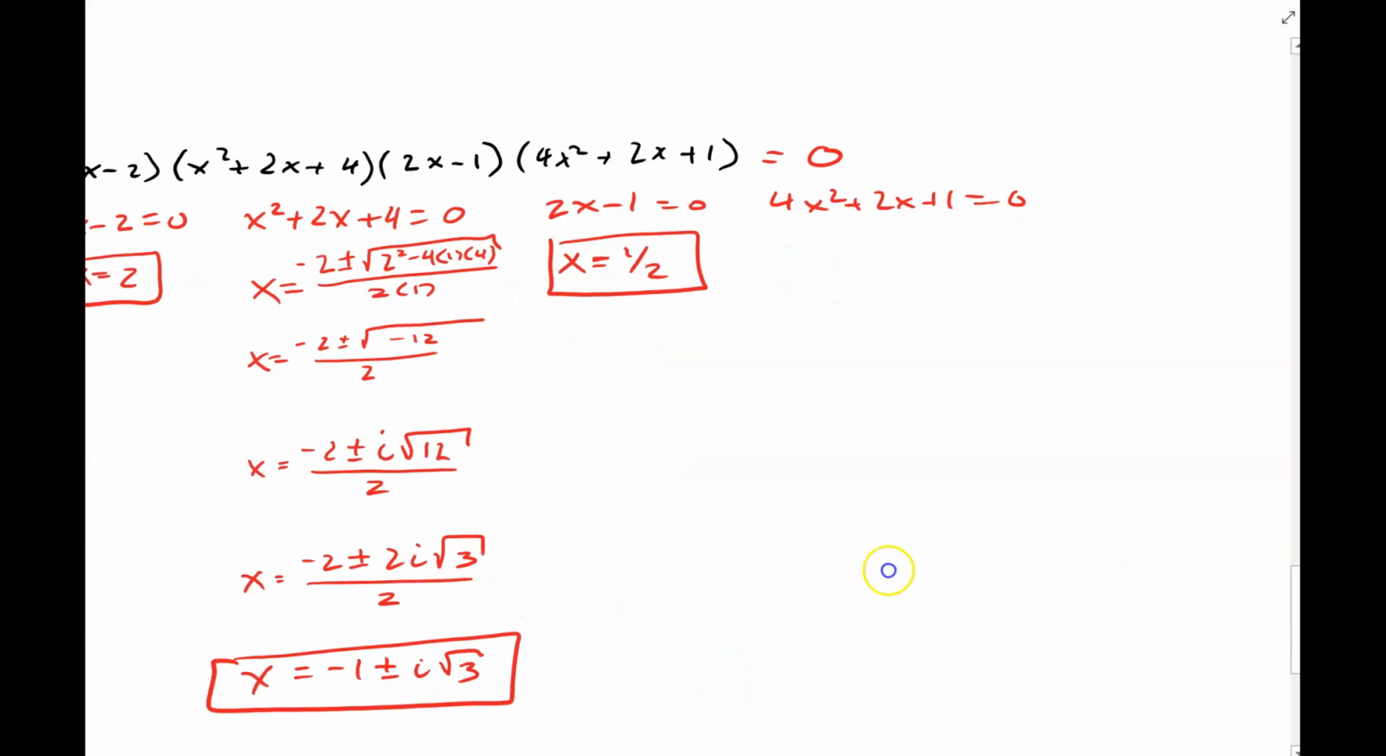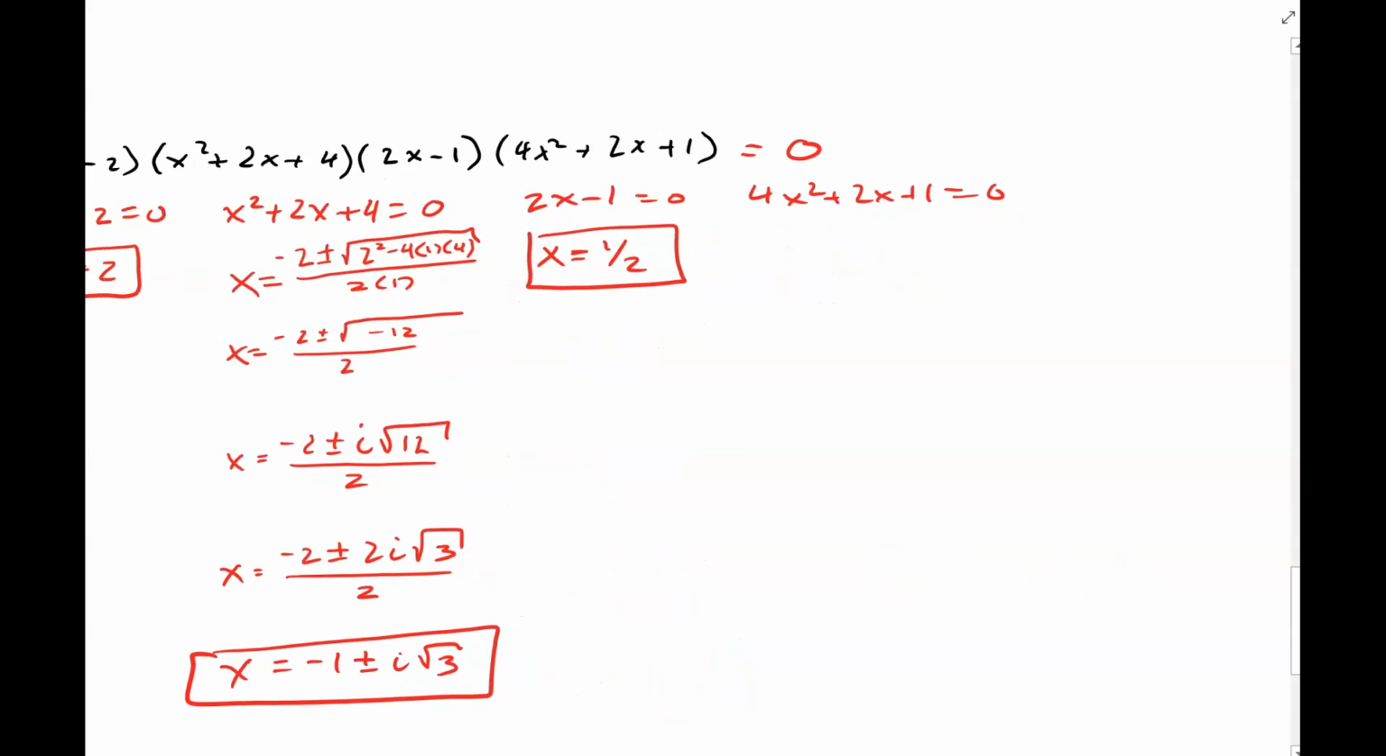All right, how would I solve the 4x squared plus 2x plus 1? Guys, how would I solve this? No, 4x squared plus 2x plus 1. I would not subtract 1. This is, what kind of an equation is this? Quadratic. So how would I solve this? I would use the quadratic formula again.